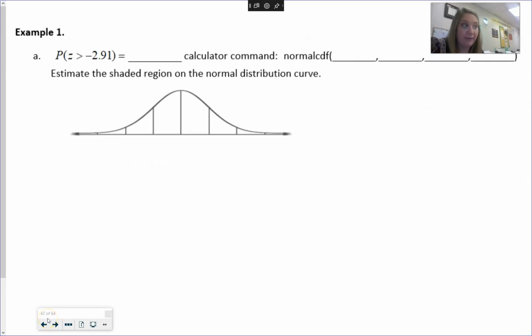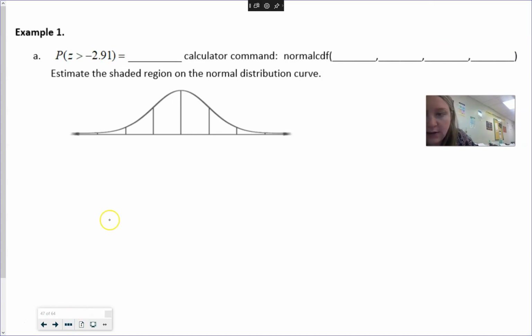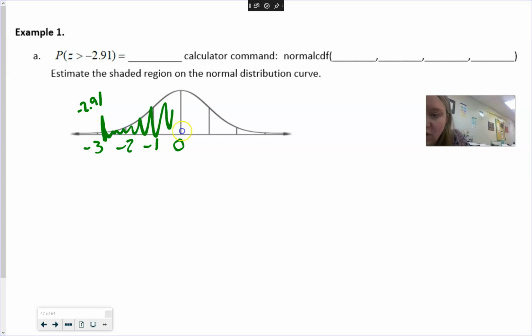So what is the probability or percentage, you can give me either one, of a z-score that is going to be greater than negative 2.91? Okay, so I have to find the z-score first. All right, so here's my z-score of 0, negative 1, negative 2, negative 3. So negative 2.91 is about here, right? I want to know the probability of getting a z-score bigger than that.